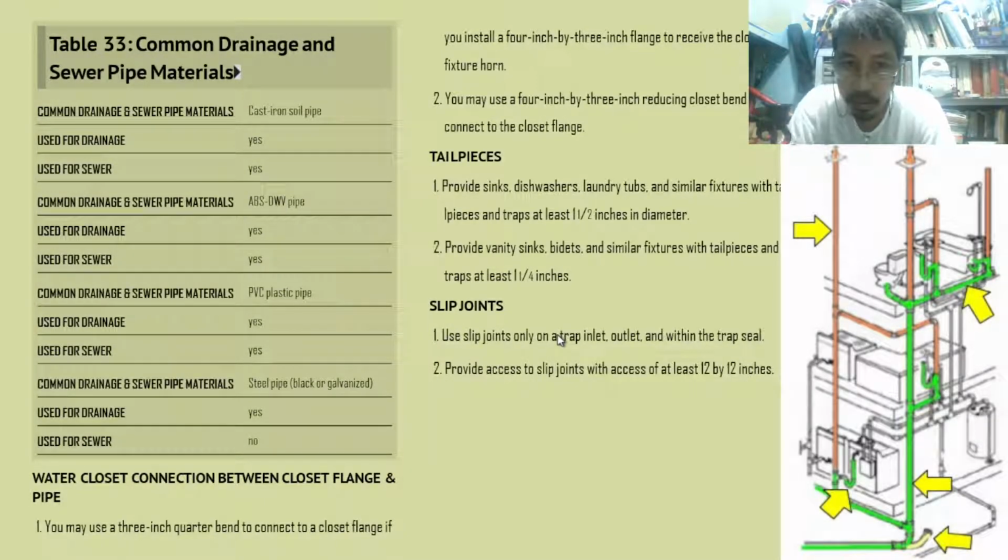So, for sinks, dishwasher, laundry tub, minimum 1 1/2. Vanity fixture 1 1/4. So a little bit smaller. Slip joints: use slip joints only on trap inlet, outlet, and within the trap seal. That is the use of slip joints. And number 2, provide access to slip joints with access of at least 12 by 12 inches.